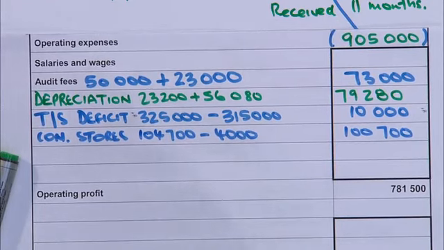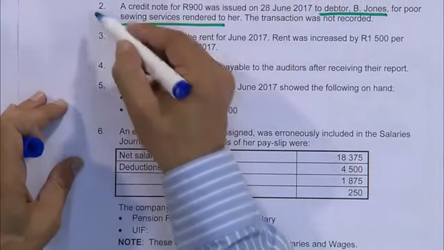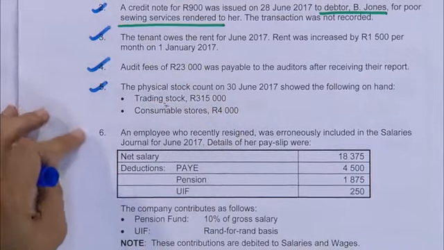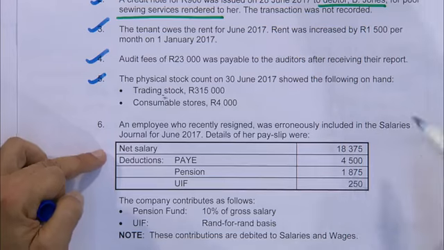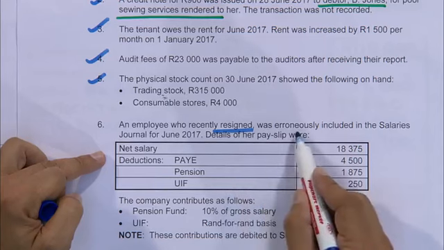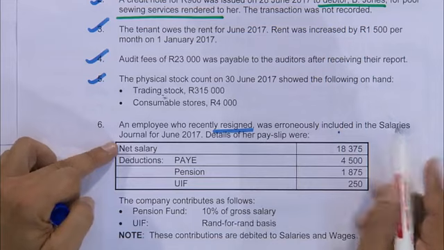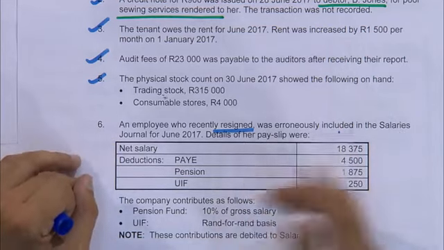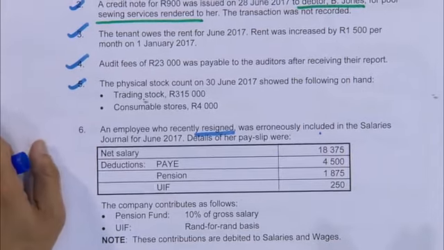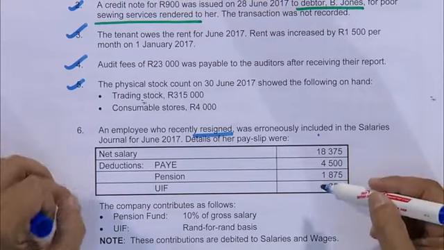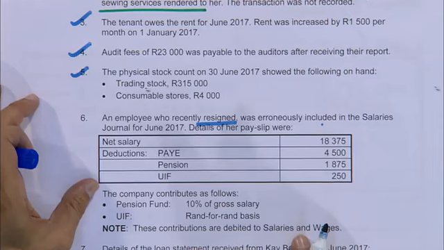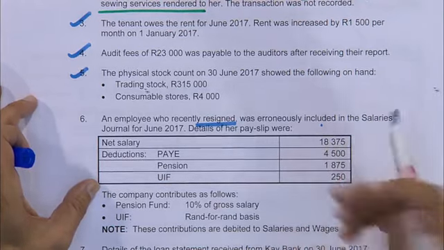Looking at adjustment number 6. Okay, it's just plain salaries and wages. Let's have a look at it and see what it says. As an example, it says that an employee who has resigned, he no longer works for us, was erroneously included in the salaries journal, which means we still had him on the books, but he wasn't supposed to be there. And then they're giving us his details. His gross salary and the contributions were added to salaries and wages, as it says at the bottom, and these figures are all included in the trial balance.